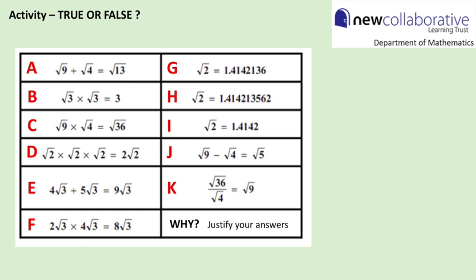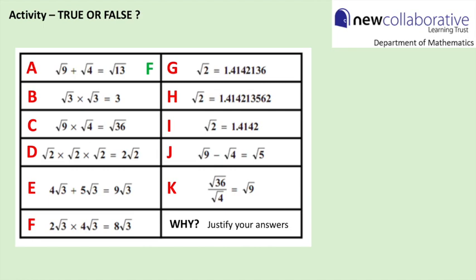So if we start with statement A, this is false. You cannot add surds in this way. And you can see in this case that the square root of 9 is 3, the square root of 4 is 2. So the left-hand side of that statement is equal to 5, and that's clearly not equal to the square root of 13.